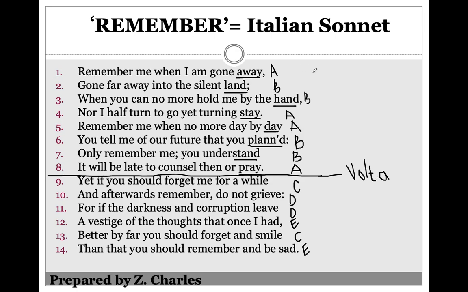So I just want to do this quickly. So line 1 to 8, we call our octave. Sorry guys, I feel like I'm messing here with crayon and I'm in grade R, so forgive me for my handwriting. Octave, and the last 6 lines we call the sestet. Okay.